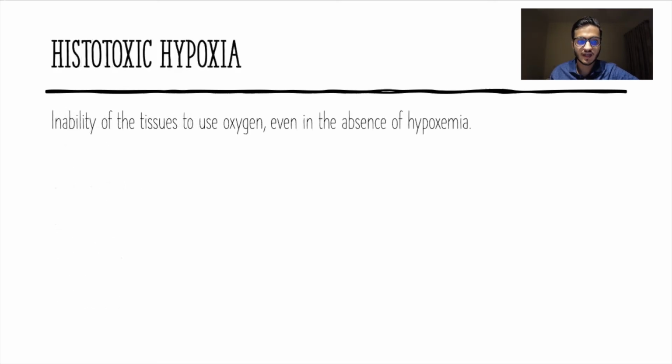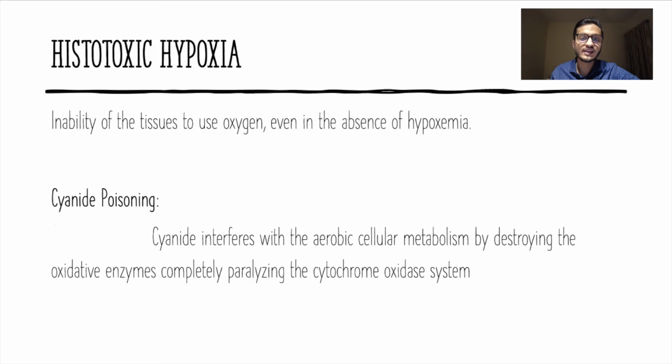Next comes histotoxic hypoxia, in which there is inability of the tissue to use oxygen even in the absence of hypoxemia. The typical example being cyanide poisoning, in which cyanide interferes with the aerobic cellular metabolism by destroying the oxidative enzymes, which completely paralyzes the cytochrome oxidase system.